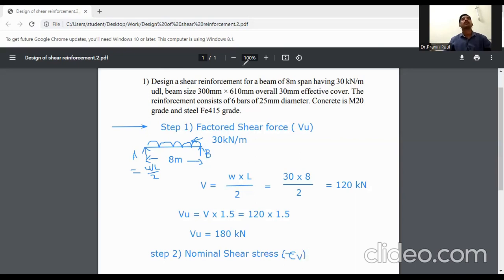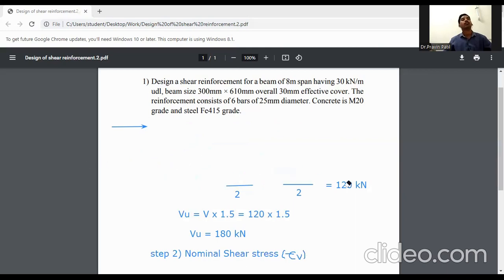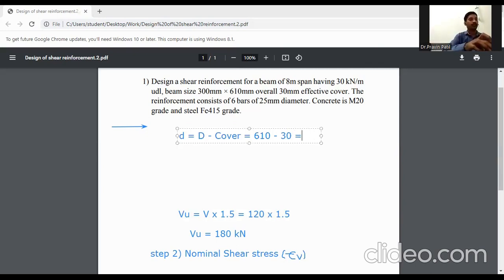Okay. So for that, we need the effective depth. Okay. So effective depth, it is small d is equal to capital D minus cover. So overall depth of beam it is 610 minus cover it is 30 mm. Okay. So 610 minus 30, it will be 580 mm. Effective depth it is 580 mm.